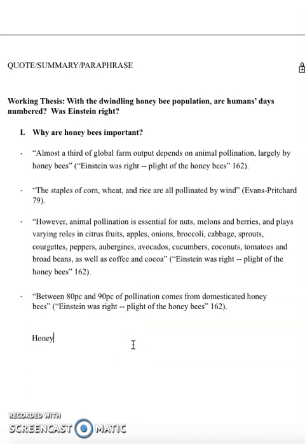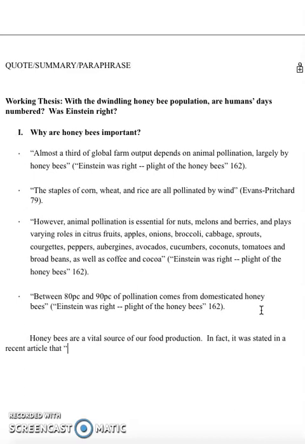So my topic sentence will be something like this. Honeybees are a vital source of our food production. And I can say that because I know from the quotes that I've chosen, that's what it's talking about, right? It's talking about the value of honeybees and how they're able to pollinate our crops. Okay. And now I want to present a quote. So in fact, it was stated in a recent article that I'm ready for a quote. I'm just going to take the first one.